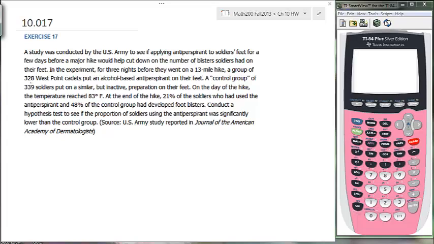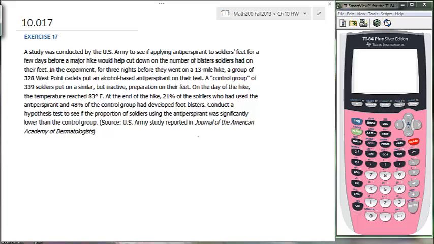A group of 328 West Point cadets put on alcohol-based antiperspirant on their feet. A control group of 339 soldiers put on a similar but inactive preparation on their feet. On that day of the hike, the temperature reached 83 degrees Fahrenheit. At the end of the hike, 21 of the soldiers who had used antiperspirant and 48 of the control group had developed foot blisters. Let's see, we want to conduct a hypothesis test to see if the proportion of soldiers using antiperspirant was significantly lower than the control group.